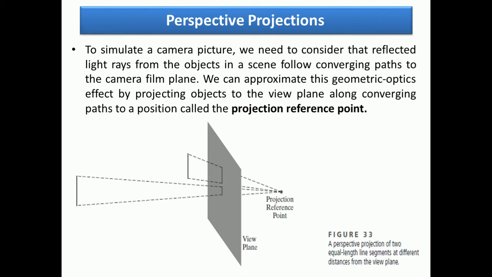Here objects are displayed with some effects, and projections of distant objects are smaller than the projections of objects of the same size that are very close to the view plane, which is clearly shown here in figure 33. So here you can observe the view plane and the projection reference point. The converging point after the view plane is known as the projection reference point in case of perspective projection.